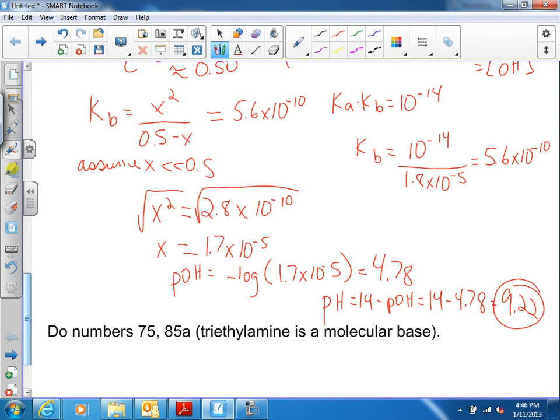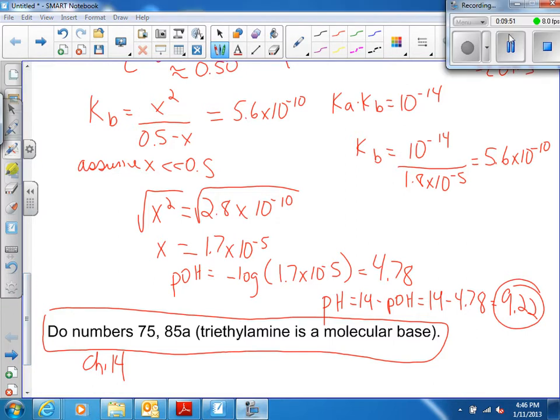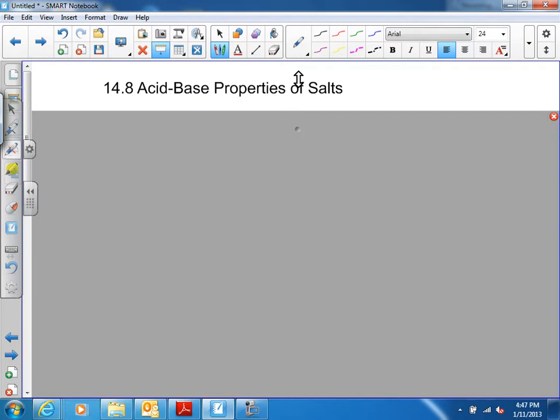Do you have an acid or a base, a Ka or a Kb? What's your reaction? What's going on? Now, as part of your homework, you're going to do these numbers from Chapter 14. Make sure you do the numbers from Chapter 14, not from Chapter 13.